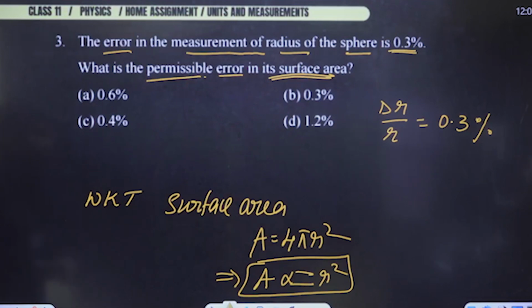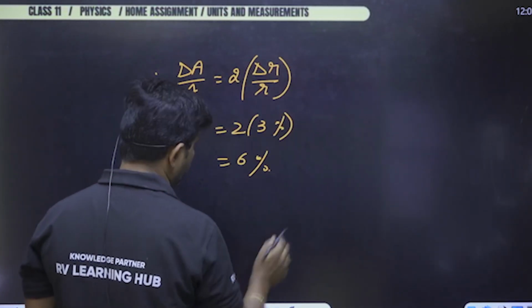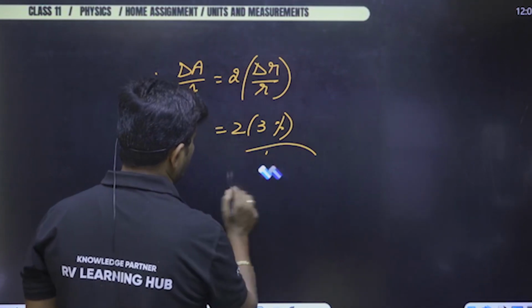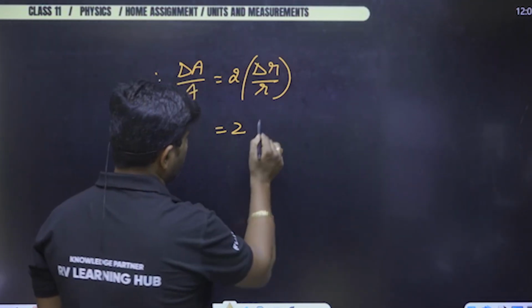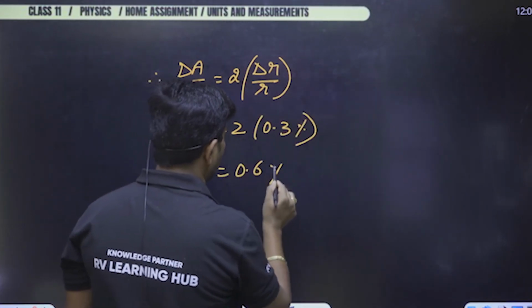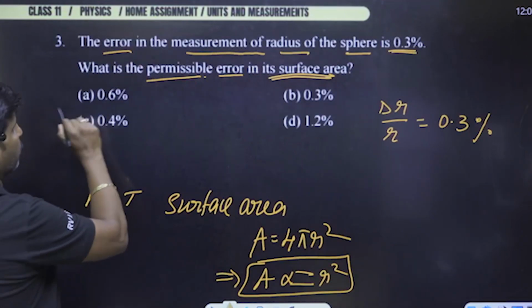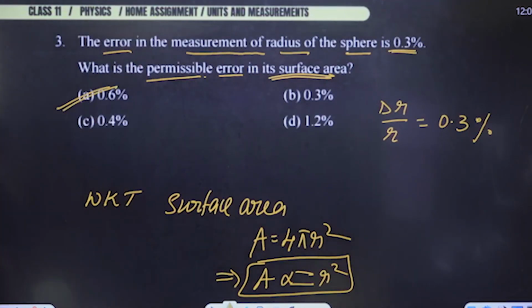Okay, sorry, they have given 0.3%. So whenever we substitute, that is 0.3% they have given, so we will get 0.6% as the answer here. Therefore, option A will be the right answer. Okay, let us see the next question.